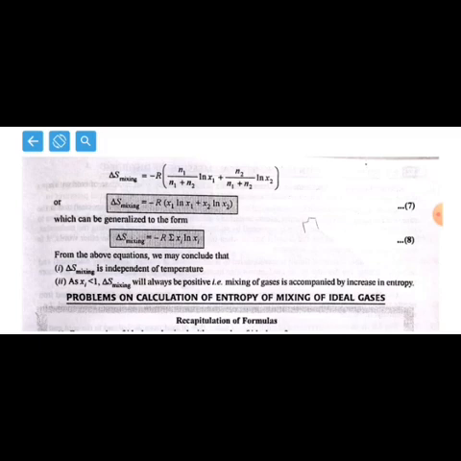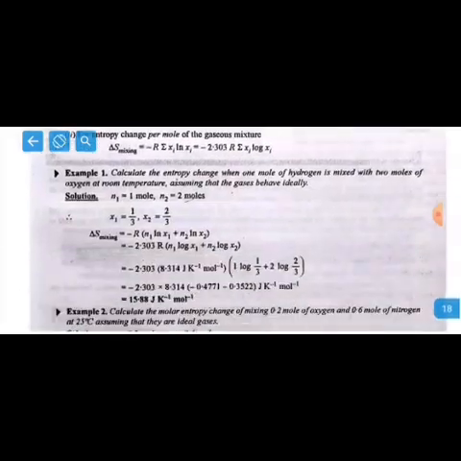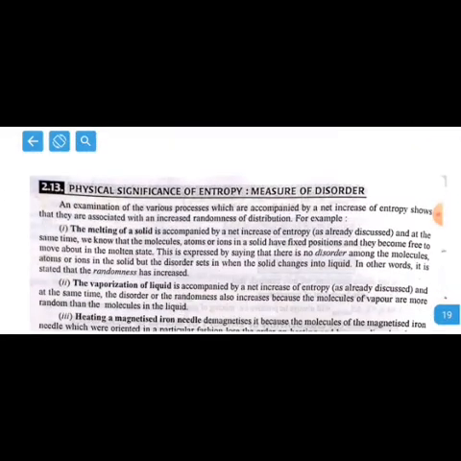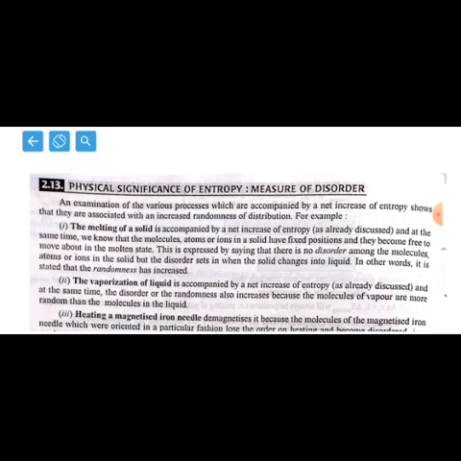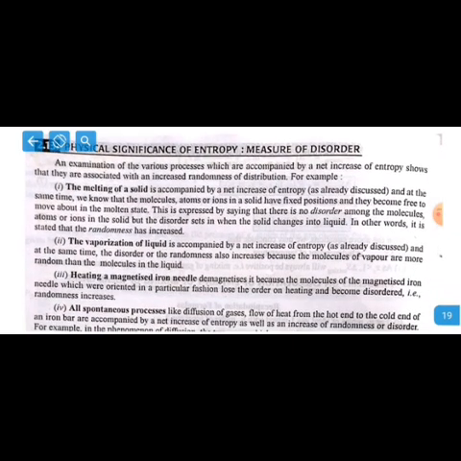From the above equation, we may conclude that delta S mixing is independent of temperature. As xi is less than 1, delta S mixing will always be positive, that is, mixing of gases is accompanied by an increase in entropy. Physical significance of entropy is that it is a measure of disorder. An examination of the various processes which are accompanied by a net increase of entropy shows that they are associated with an increased randomness of distribution.